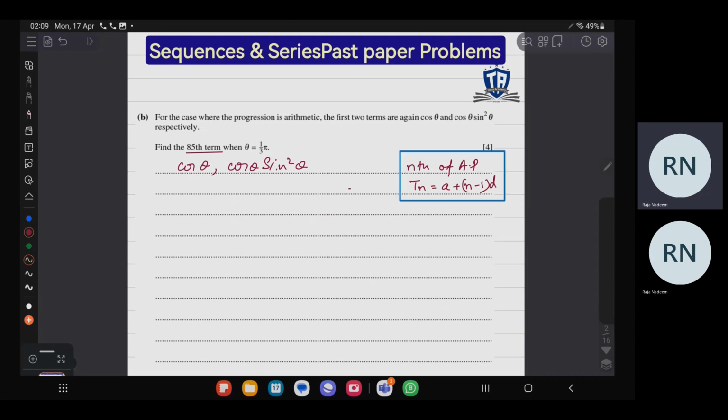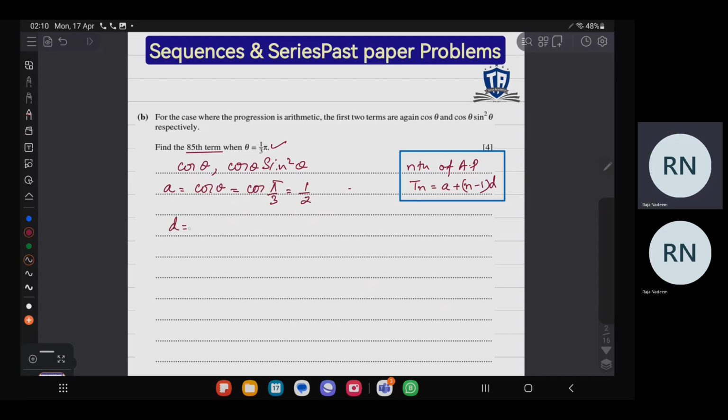In this formula, we'll need the value of a and the value of d, as n is mentioned: we need to find the 85th term. Let's find the values first and then plug them into the formula. a is equal to the first term, cos of theta, and when we use the value of theta, which is pi by 3, the answer is 1 by 2.